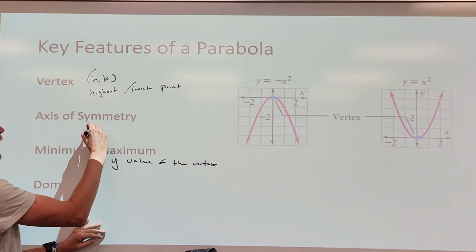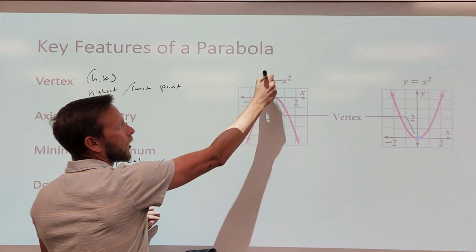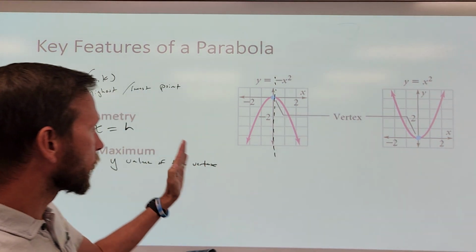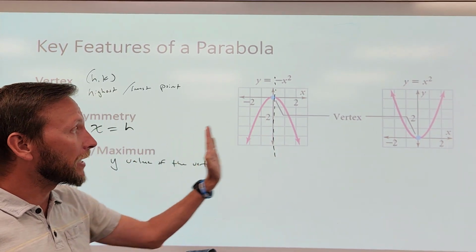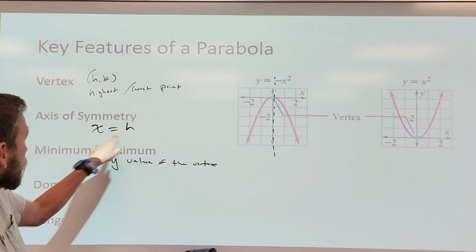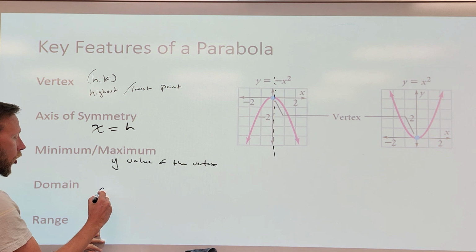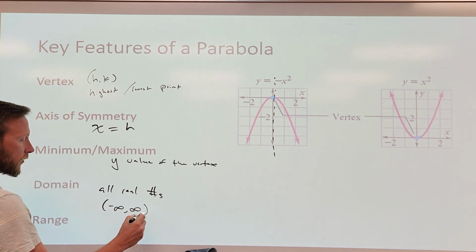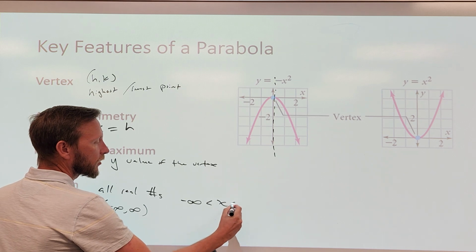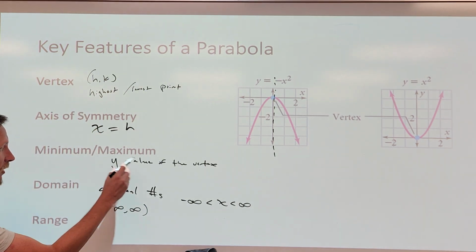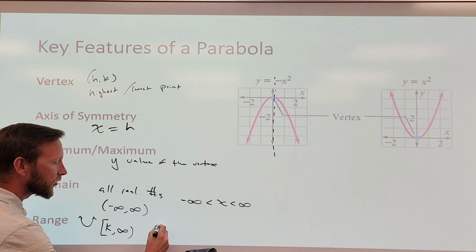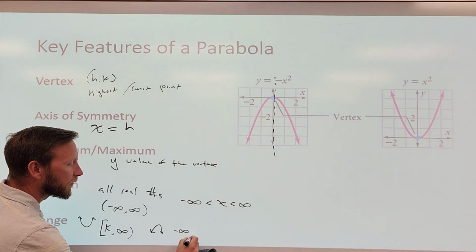The axis of symmetry is a vertical line, x equals h. Whatever that h value is, that is the equation for our vertical line. Remember, vertical lines are x equals the number. So if this is translated right or left, if it's (x minus 2) squared, then x equals 2 is our axis of symmetry. Our domain is all real numbers. We can write that as negative infinity to positive infinity, or negative infinity is less than x is less than positive infinity. The range is going to be from the minimum or maximum. If it opens up, it's going to be from the k value, comma, infinity. If it opens downward, it's going to be negative infinity, comma, the k value.